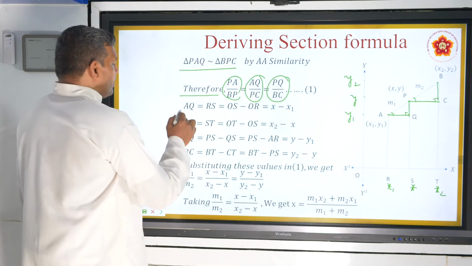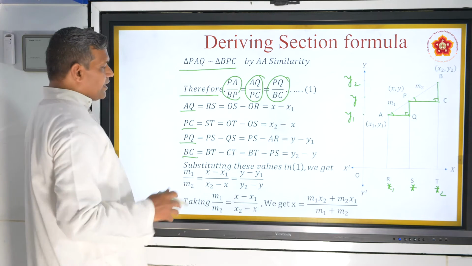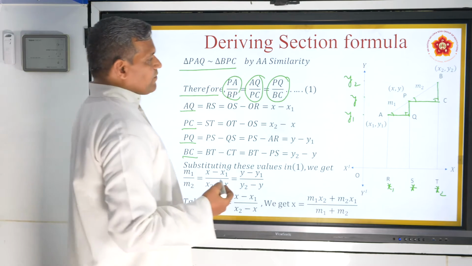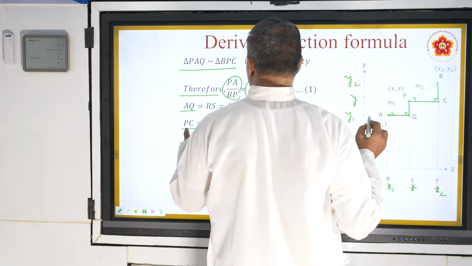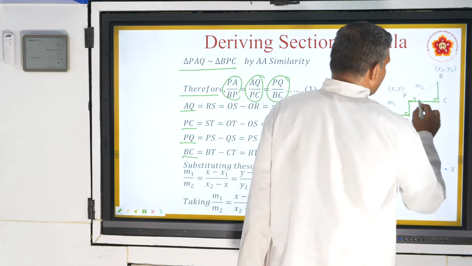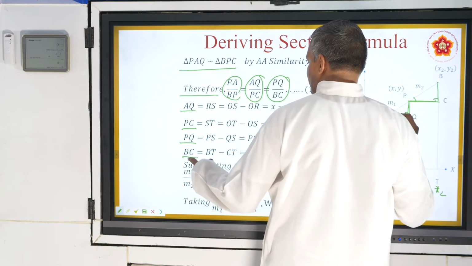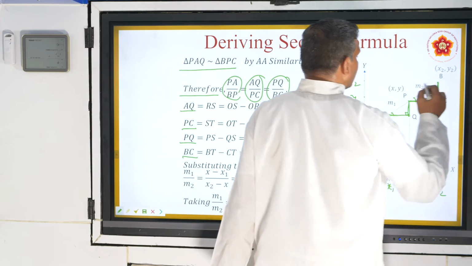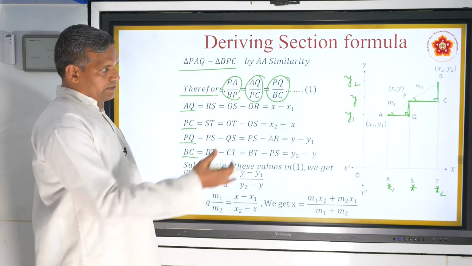Now let us find AQ, PC, PQ, BC. Let us see first what they are. AQ is the base of the first triangle. PC is the base of the second triangle. Next, PQ is the height of the first triangle. BC is the height of the second triangle. Only these ingredients I am pulling out in terms of coordinates from the graph.